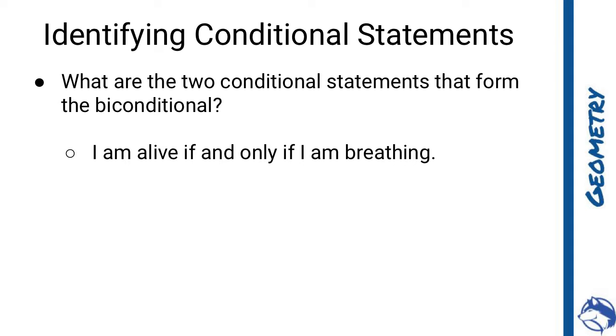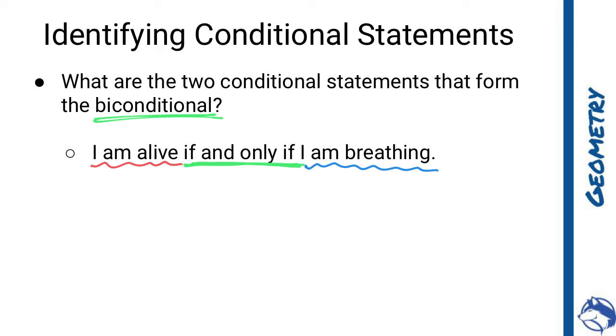So another thing that we're going to look at is we are going to identify conditional statements when we have a biconditional. So remember, a biconditional has that if and only if. So we've got two statements that could happen. So the first one, I like to take everything that's in front and I like to just label that one red, and then everything in the back I label blue.